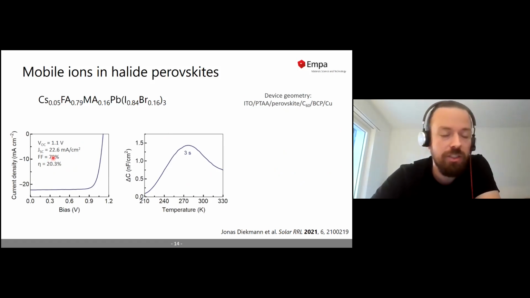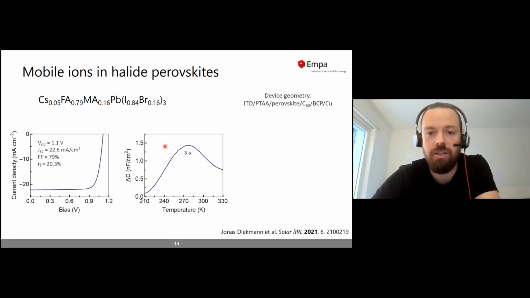So here you see the JV characteristic of this device. And here you see the device geometry. So this is now PTAA and a perovskite and C60 BCP. And these have an efficiency of about 20%. And here is again this capacitance change as a function of temperature.